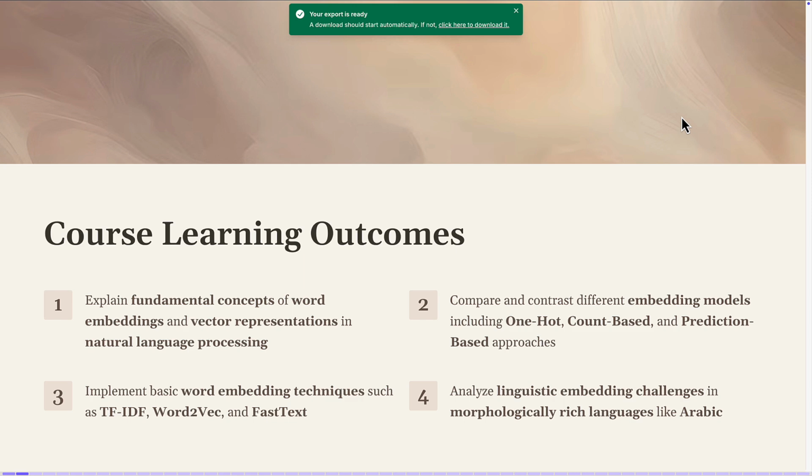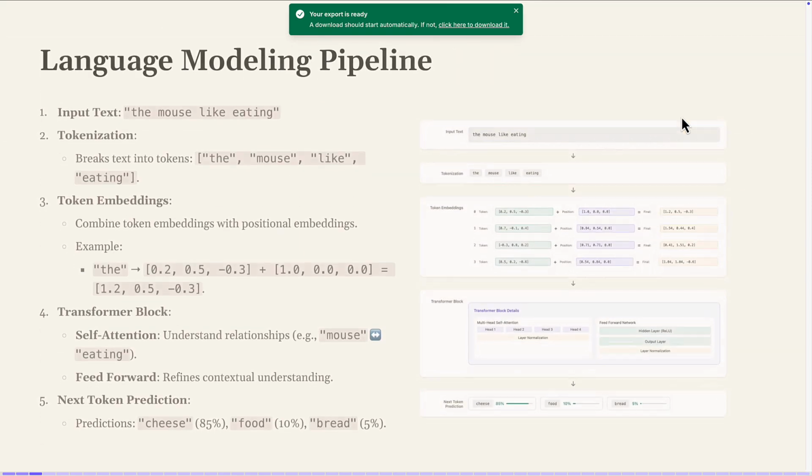So in this lecture, I will explain the fundamental concept of word embeddings and vector representation in natural language processing. And also I will compare and contrast different embedding models, including one-hot, which is the most simplistic approach, count-based, and prediction-based approaches. I will show some basic implementation of word embedding techniques, such as TF-IDF, word-to-vec, and fast text, and GloVe as well. And you will analyze the linguistic embedding challenges, morphologically rich languages like Arabic.